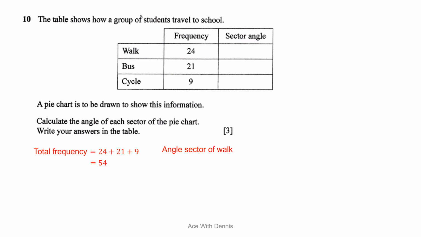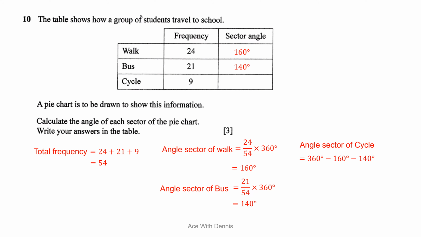So the first one is the angle sector of walk. We have 24 students walking, and the total students is 54. So 24 over 54 times 360, we get 160 degrees as the angle sector of walk. So we fill up this column, 160 degrees. Next, the angle sector of bus. There are 21 students taking the bus. Total is 54 students. Then 21 over 54 times 360 degrees, we get 140 degrees. So this is 140 degrees.